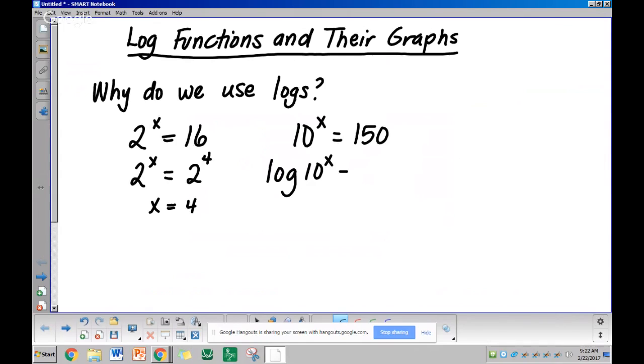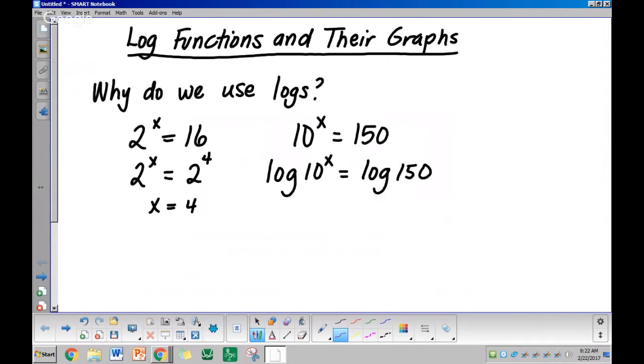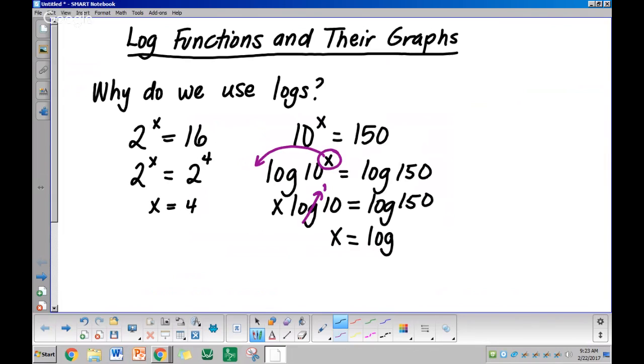10 to the x equals 150, so log base 10 of 10 to the x equals log base 10 of 150. And then we use our properties of logs, and we know that we can bring that down in front, and we get x times log base 10 of 10. And if you recall from last year, if you raise the base to some number and get 10, what does that number have to be? 1. So log base 10 of 10 is just 1, because that's the exponent you raise 10 to get 10. All right, so x then equals log base 10 of 150.